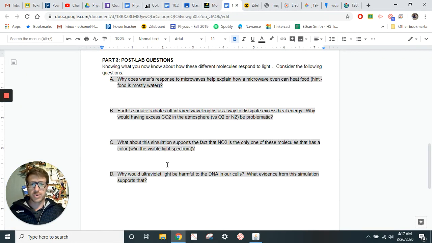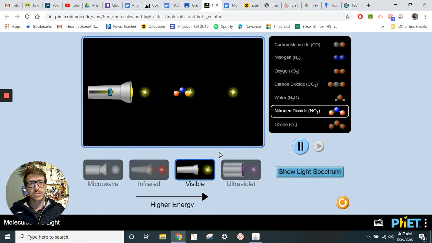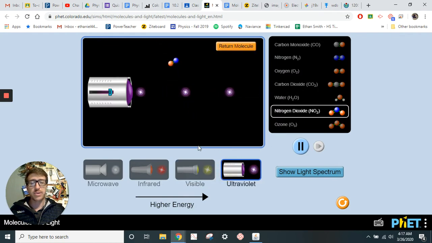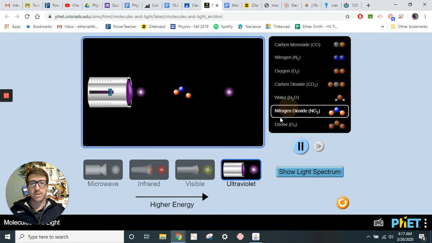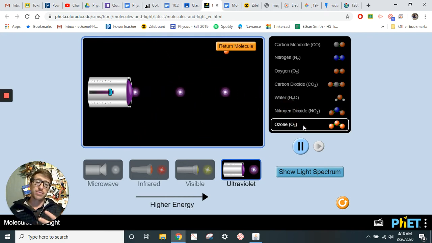And then this last question that we have is, why would ultraviolet light be harmful to the DNA in our cells? And what evidence in the simulation supports that? Well, if we go to ultraviolet, one thing that we notice is that with particular molecules, not with all of them, but with some of them that happen to have these double bonds and a single bond, the ultraviolet wavelengths can actually break those apart.